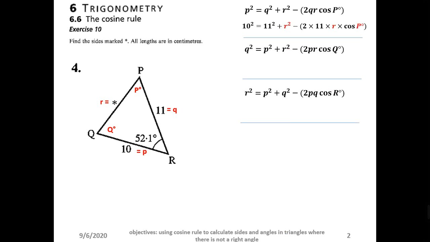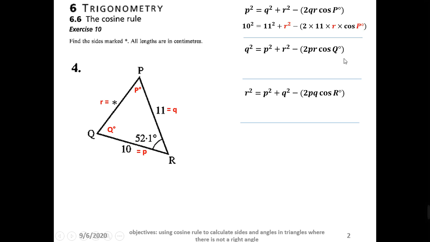Now let's substitute. If you look at first, P small is 10. So 10 to the power of 2 and Q is 11. 11 to the power of 2 plus side R is unknown. So R to the power of 2 minus 2 times 11 times R times cosine P.